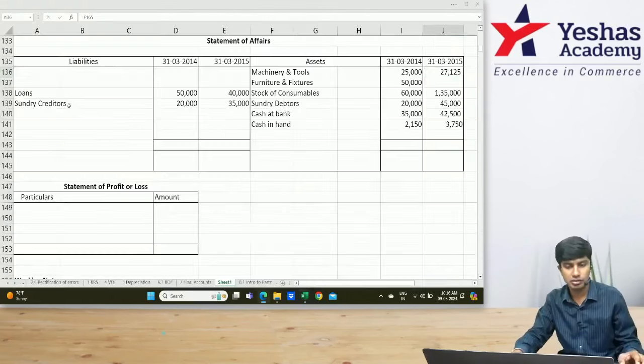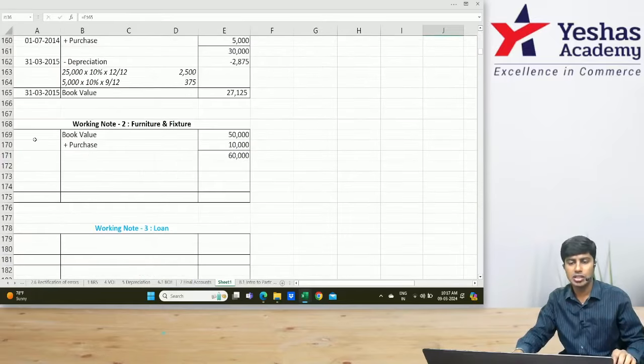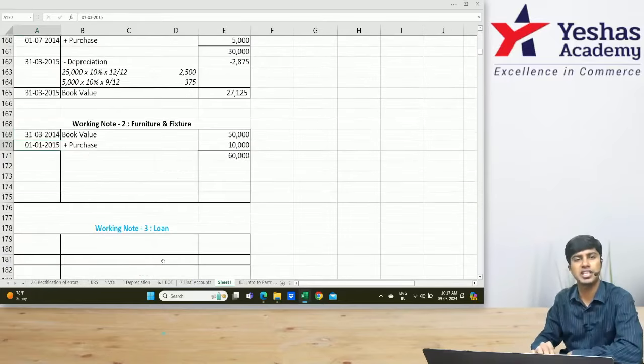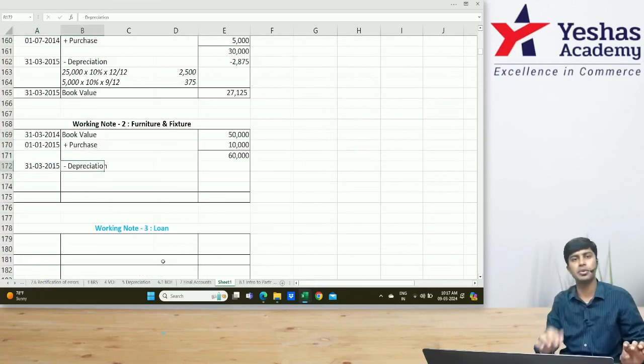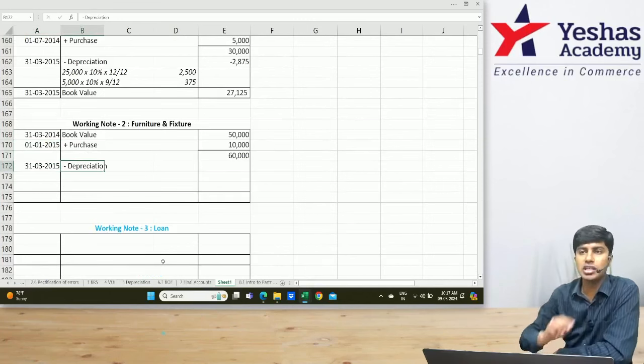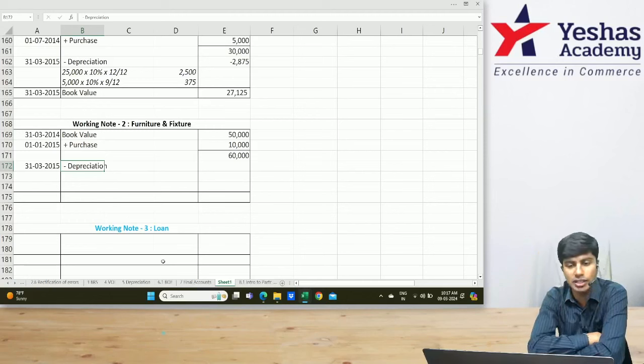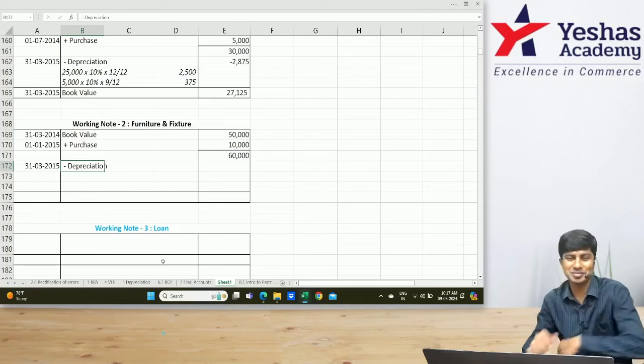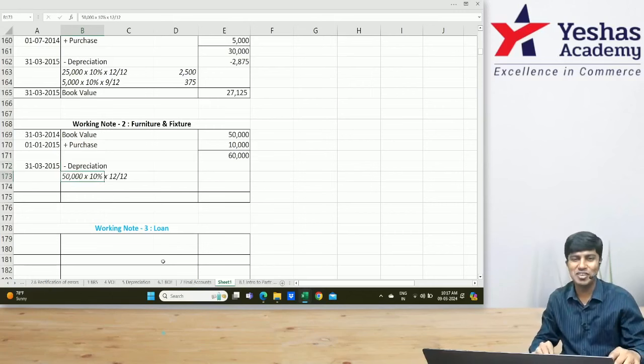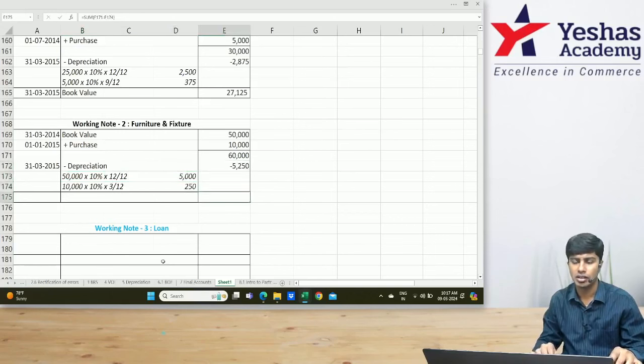When did she buy? So, on 1st of January 15, this purchase happened. Now, on 31st of March, when I am computing depreciation on furniture of 50,000, how much depreciation? 10%. How many months? Very good. How about on the 10,000 rupees purchase? 10%. 50,000 into 10% into 12 by 12. 10,000 into 10% into 3 by 12. How much is this? 5,000, together here.